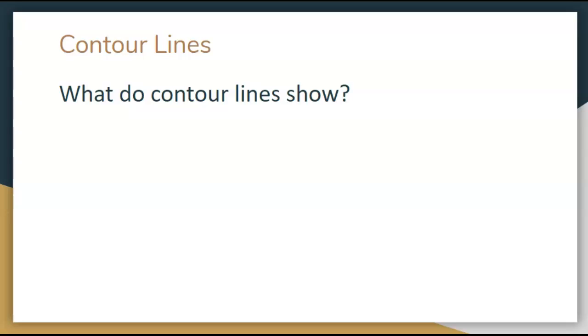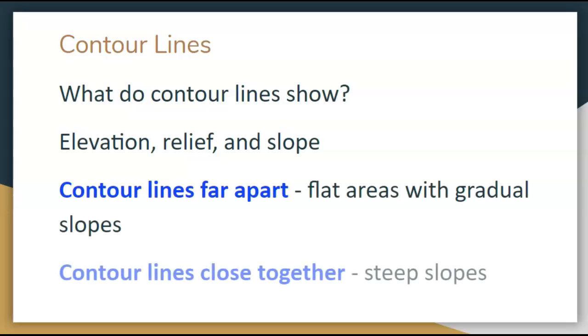All right, getting into maps as far as topographic maps. Contour lines. What do contour lines show? They show elevation, relief, and slope. Contour lines that are far apart represent flat areas with gradual slopes. Contour lines that are close together represent steep slopes.